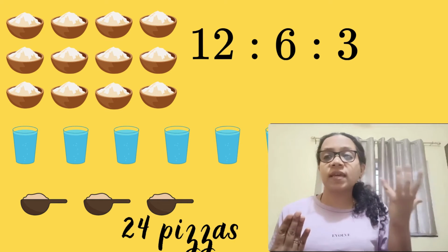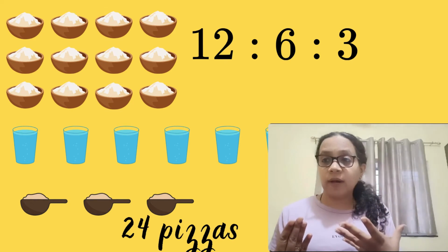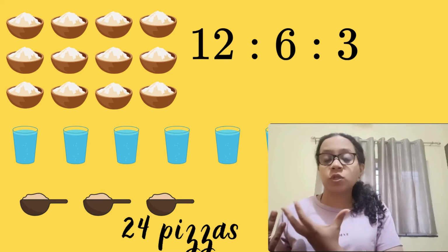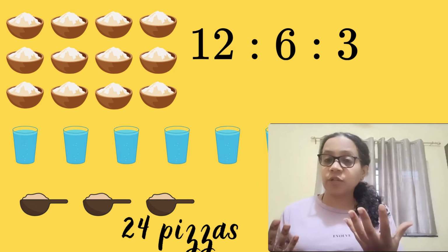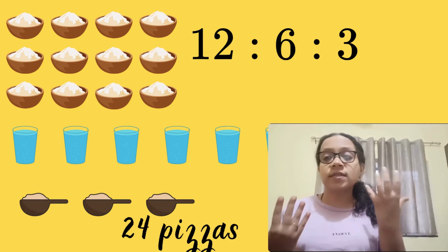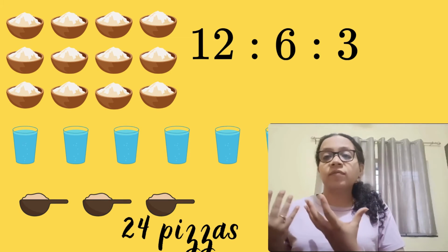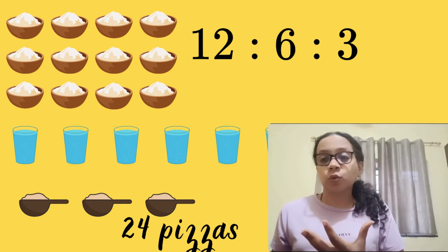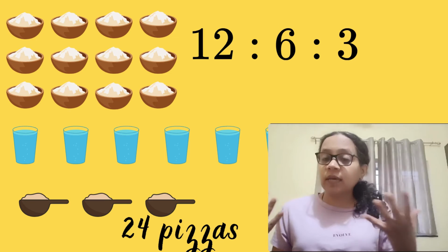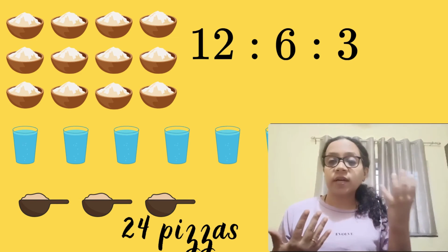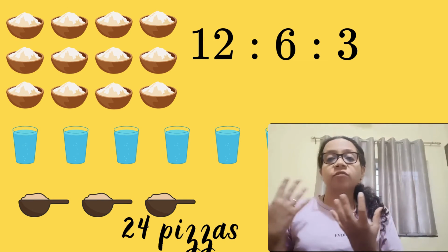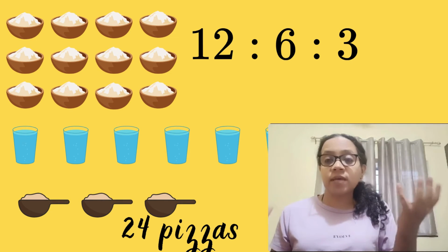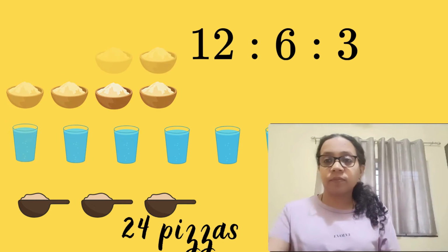So can we say that 4:2:1 and 12:6:3 are equivalent ratios? That is, on simplifying 12:6:3, you get 4:2:1. So they are equivalent ratios. So what are equivalent ratios? Equivalent ratios are two ratios which give you the same result on simplification.